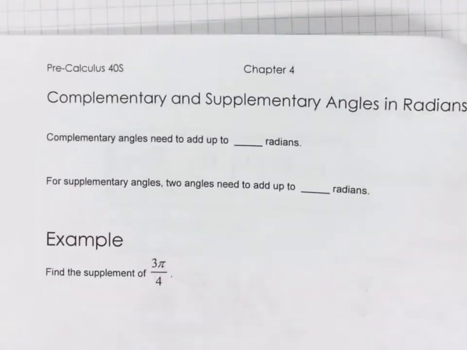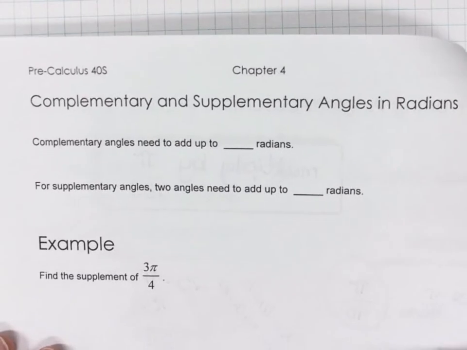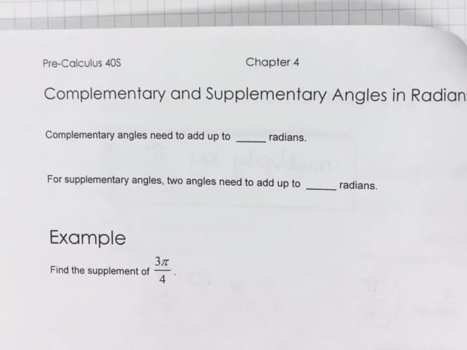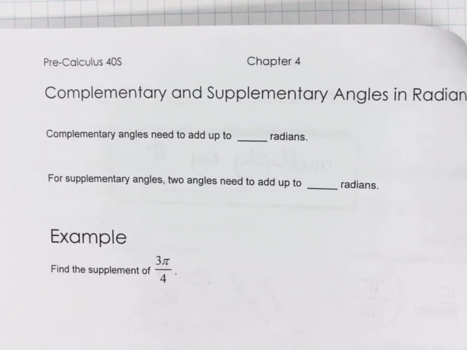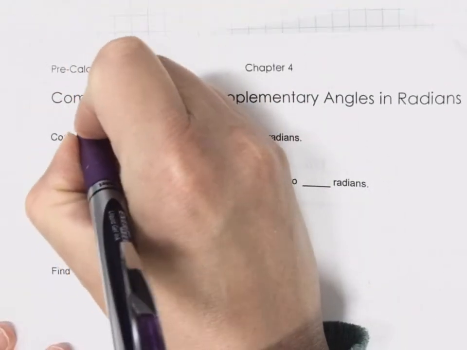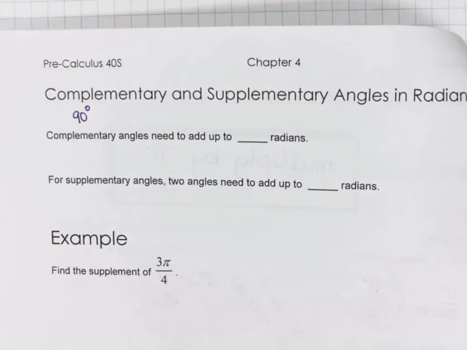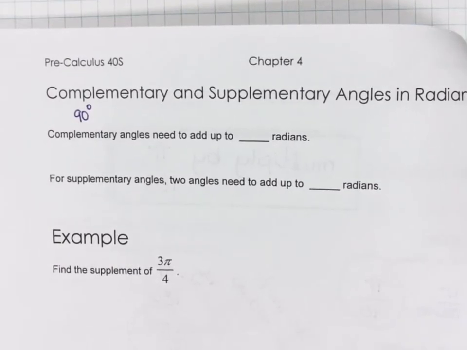Oh my God, there's so much today. Okay, complementary and supplementary angles. Complementary angles add up to what in degrees? 90, right? Complement's nice, supper's better. So complementary angles add up to 90. What is that in radians? Pi over 2.